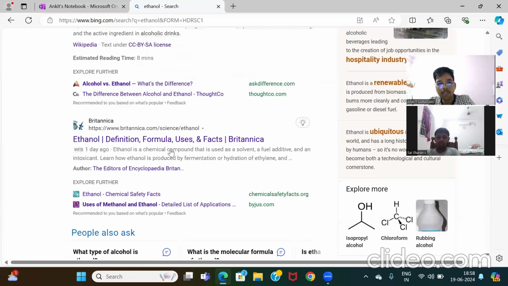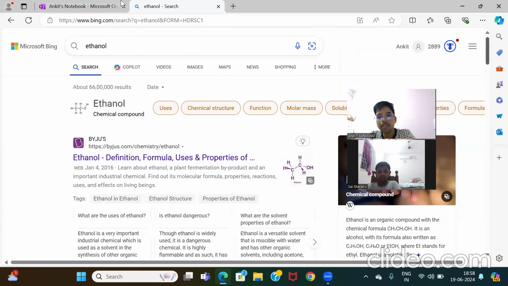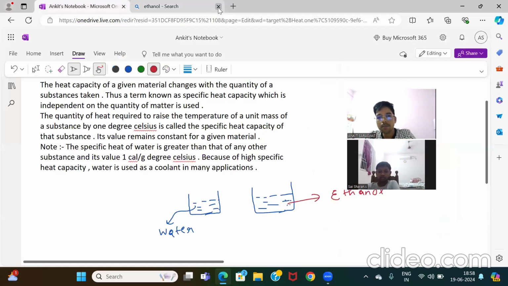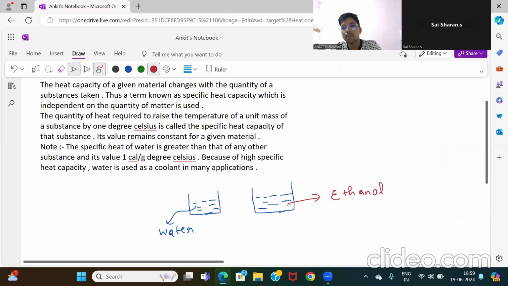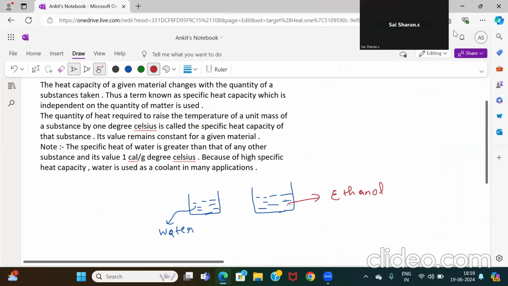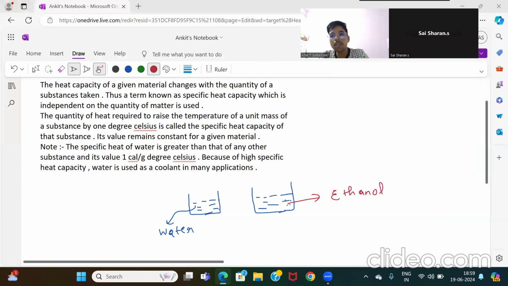It is a chemical compound that is used as a solvent. In petrol we add ethanol, where it acts as a solvent. Brazil is using ethanol as a fuel for their cars. And in the beer industry, and for wine also, it is ethanol.